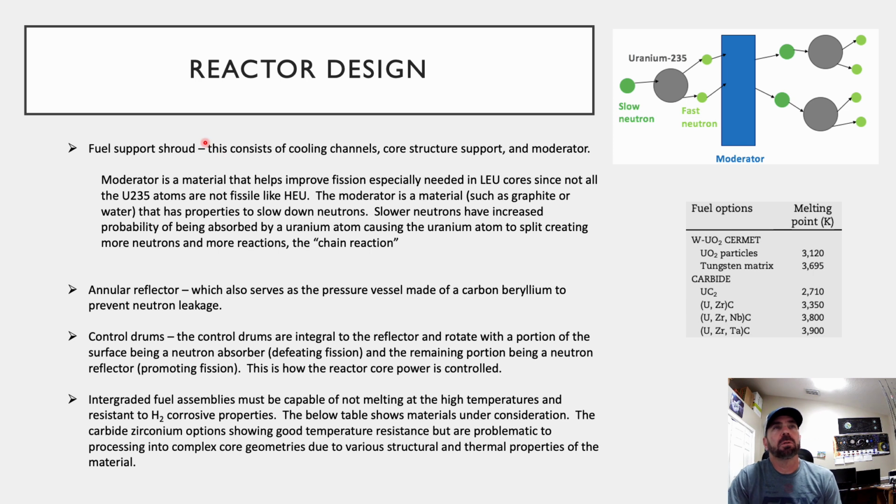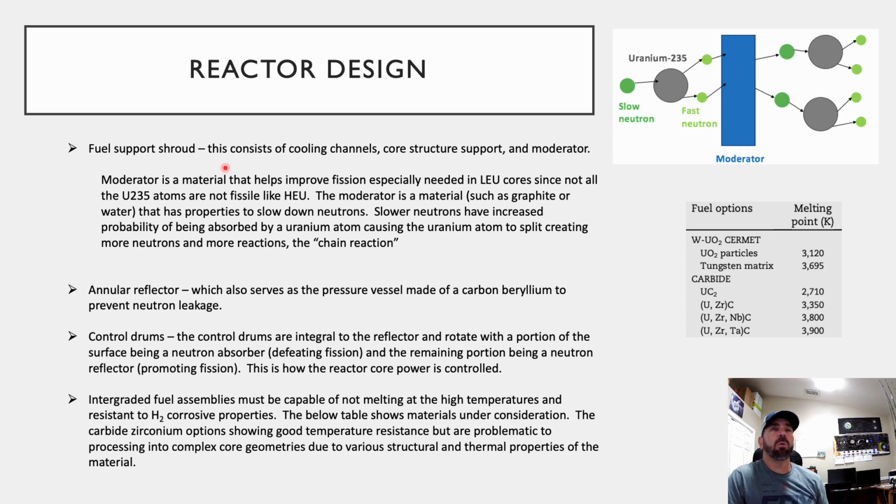Okay, now we're going to go into a little more detail about the reactor design. On the next slide we'll have pictures showing what we're going to discuss here. But first we're going to go through 4 items that make up the bulk of the reactor core. So the first item to talk about is the fuel support shroud. This consists of cooling channels, core structure support, and moderator.